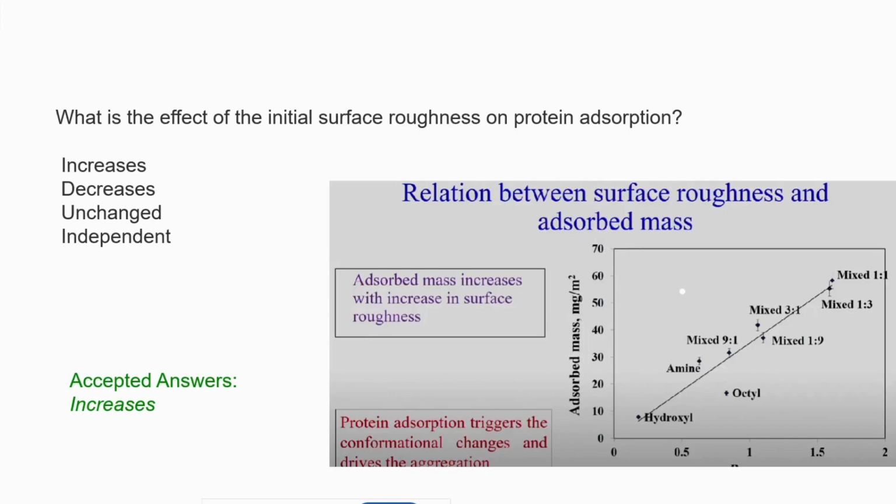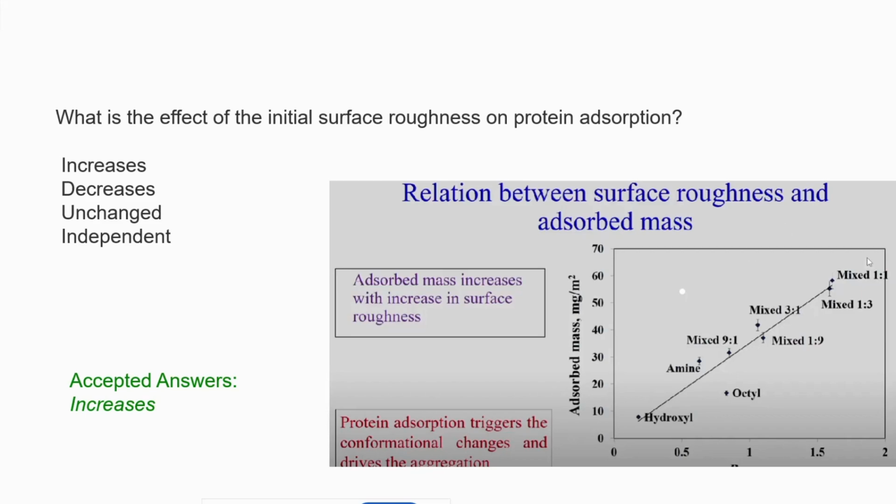And this is the next question. What is the effect of the initial surface roughness on protein adsorption? So here the correct answer would be increases. So the initial surface roughness increases the protein adsorption.